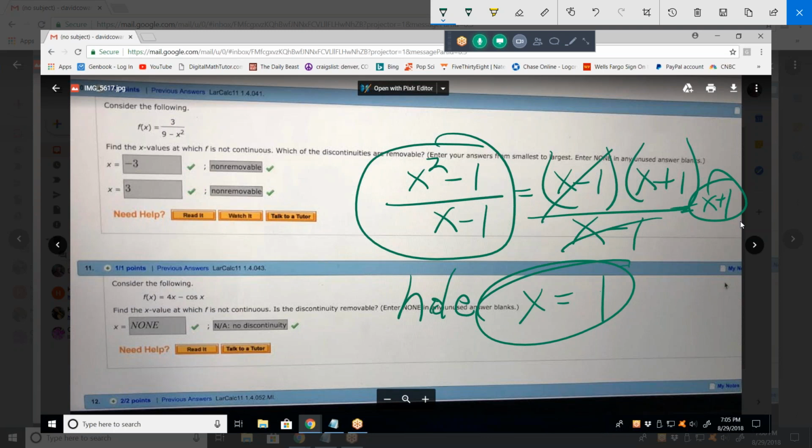So it would be -3 and 3. And since they don't cancel out, they would be vertical asymptotes, and a vertical asymptote is a discontinuity that is non-removable. Exactly. So the only discontinuities that are removable are ones that look like this.